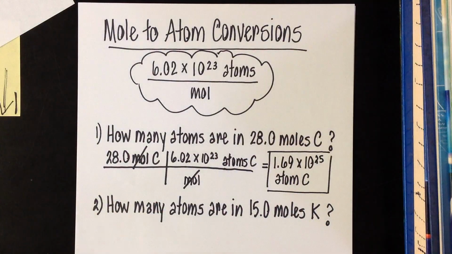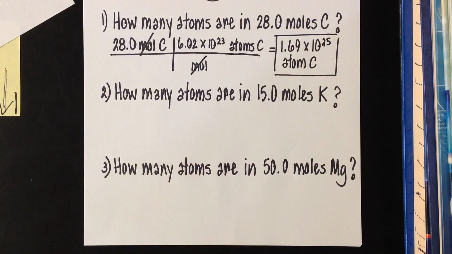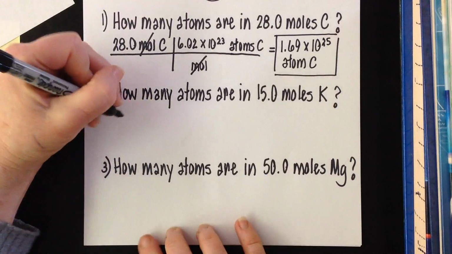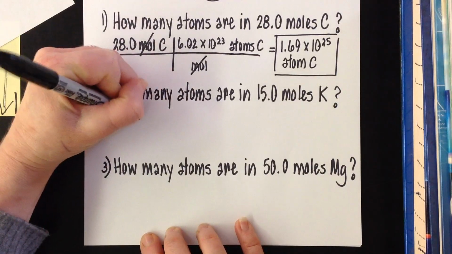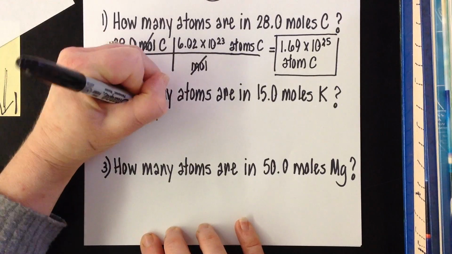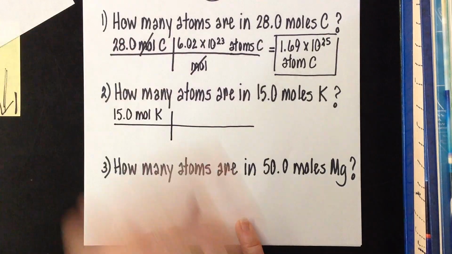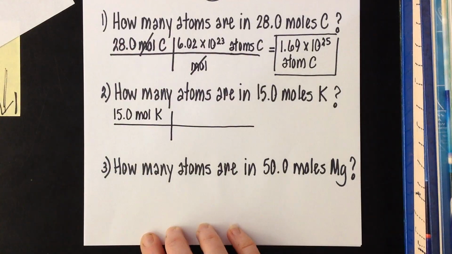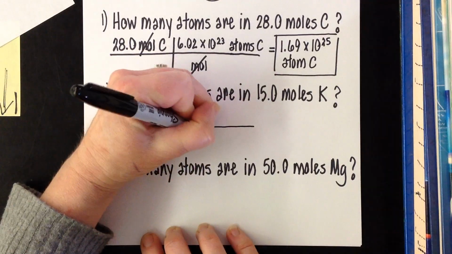All right, let's look at number 2. How many atoms are in 15 moles of potassium? Write down the given first. 15.0 moles of potassium. Draw your long line and your short line. We know that there are 6.02 times 10 to the 23rd atoms of potassium in 1 mole. We already know mole is going to go on the bottom so that they cancel.